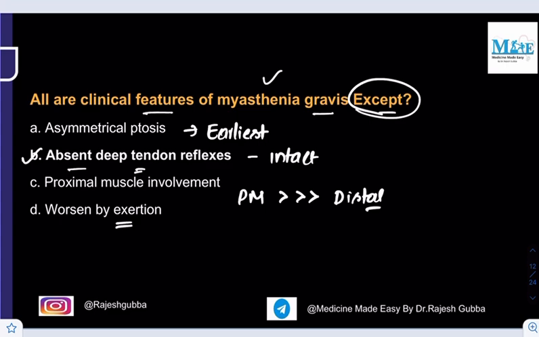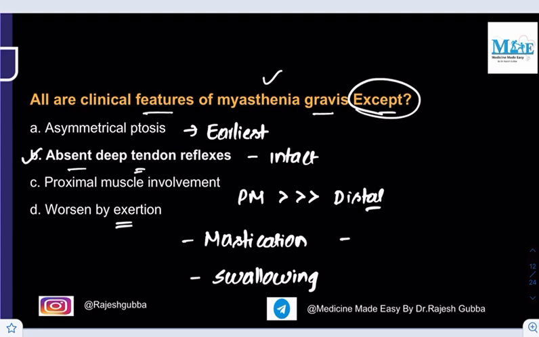Now, apart from the muscles of the eye, that is extraocular muscles or levator palpebrae superioris muscles, the other muscles which are affected are the muscles of mastication. The individual will have difficulty in mastication, right? And the individual will also have difficulty in swallowing because of the involvement of the pharyngeal muscles. And the muscles of mastication are weak. That is the reason why the jaw sags down, and these patients also have difficulty in chewing.